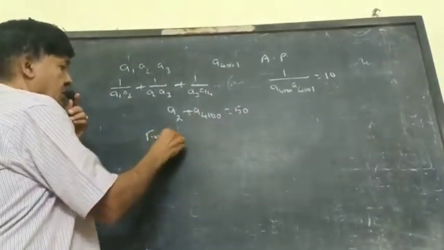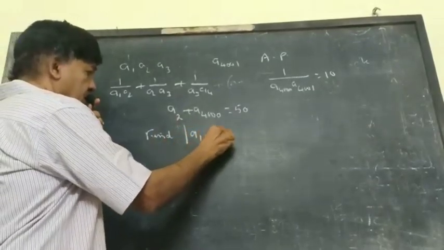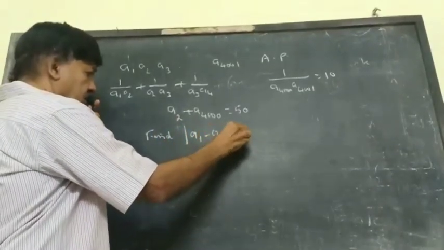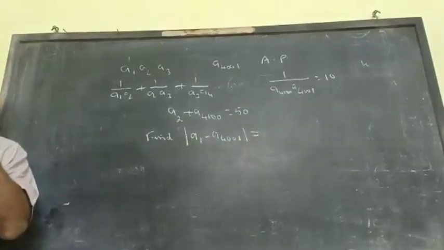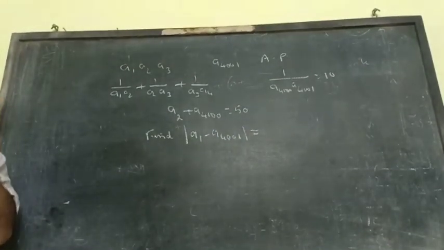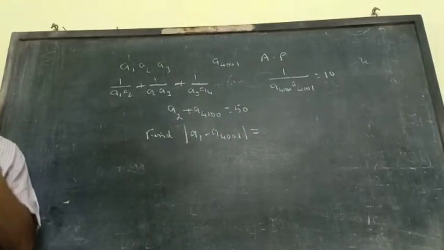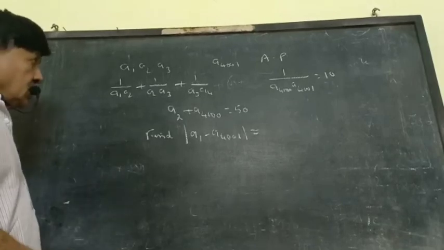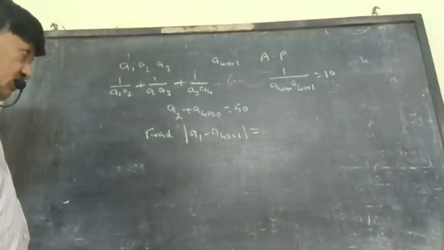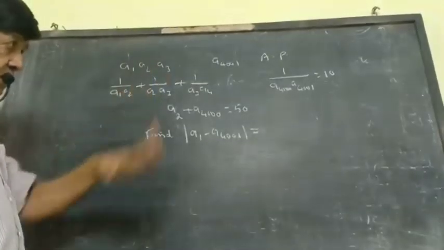Find mod of A1 minus A4001. Mod of A1 minus A4001 is equal to how much? So this is our next question. A1, A2, A3, up to A4001, they are in AP. One condition is given like this.